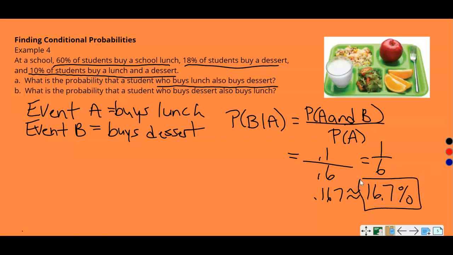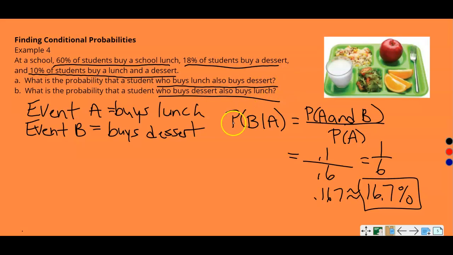So what does that tell us? Since we're looking at part A and it says what is the probability that a student buys lunch and also buys dessert, this tells us that about 16.7% of students buy both lunch and dessert. All right, so what is the probability that a student who buys dessert also buys lunch? This is part B. This is where it gets a little tricky.